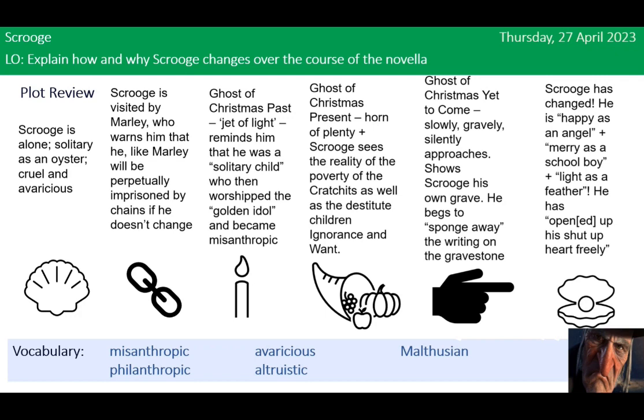The Ghost of Christmas Present comes, and he has a horn of plenty. Scrooge sees the reality of the poverty of the Cratchits, and he also sees the destitute children, Ignorance and Want. Then the Ghost of Christmas Yet to Come, walking slowly, gravely, silently, approaches Scrooge. He shows Scrooge his own grave, and Scrooge begs to sponge away the writing on the gravestone.